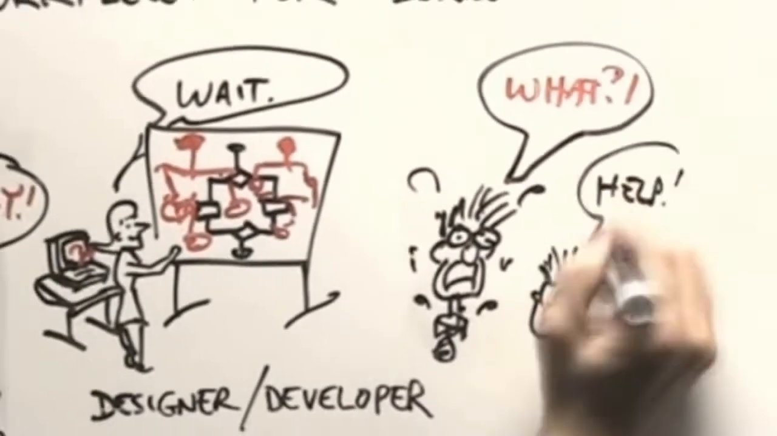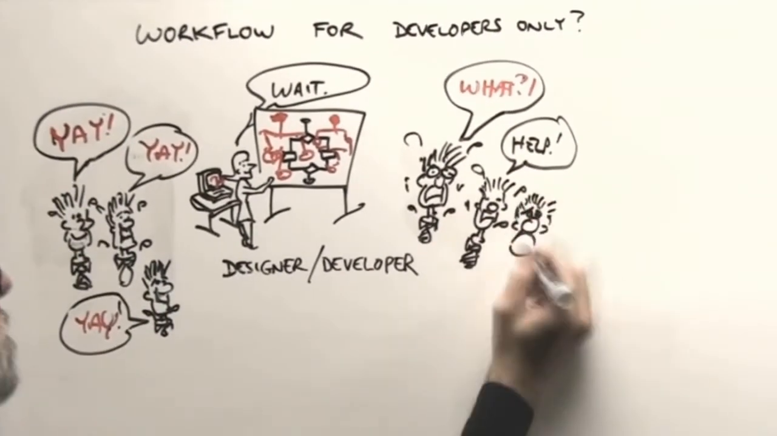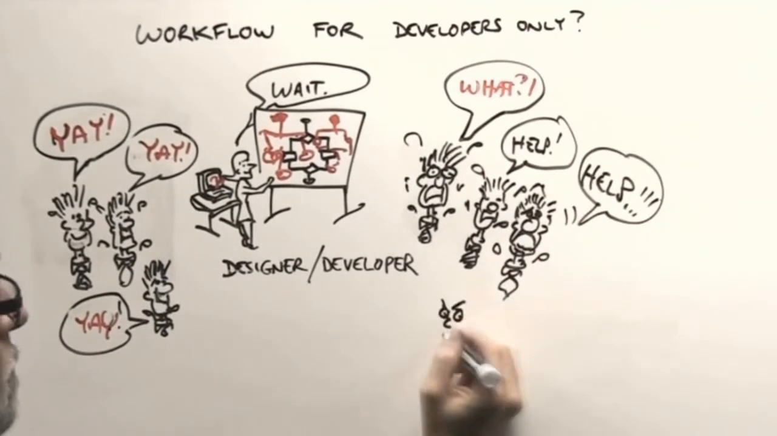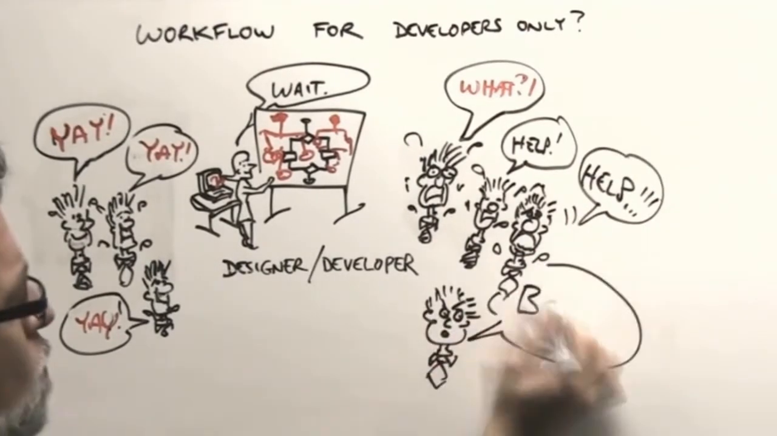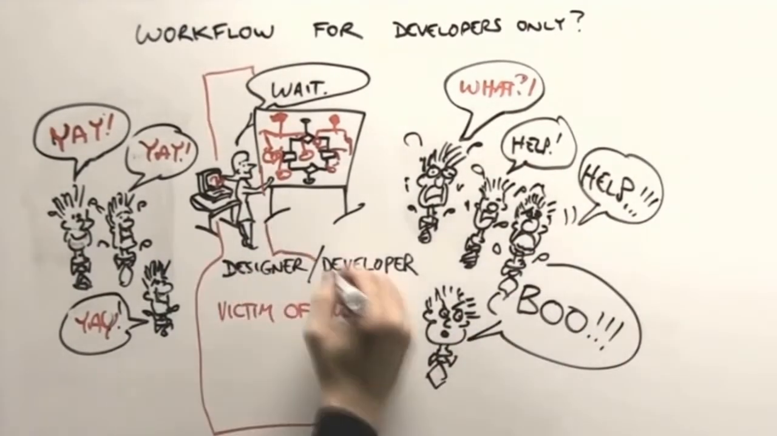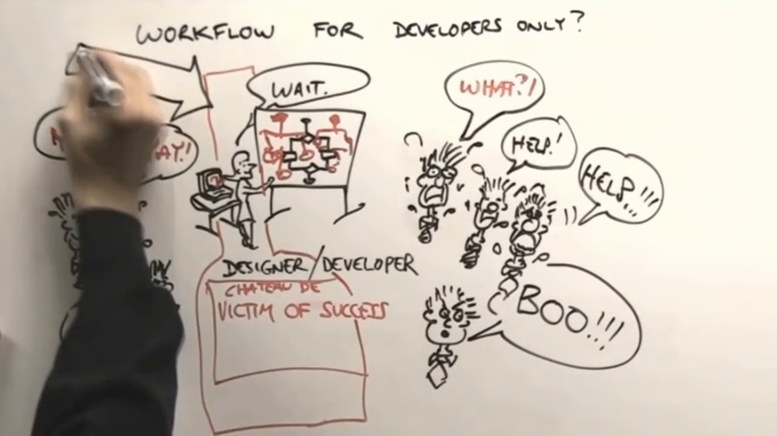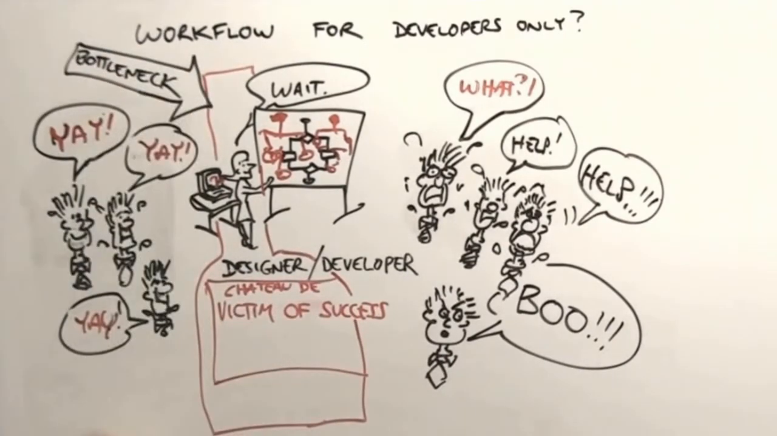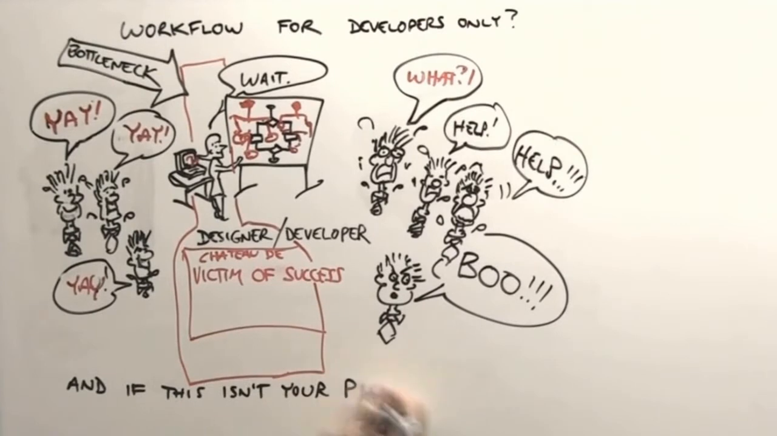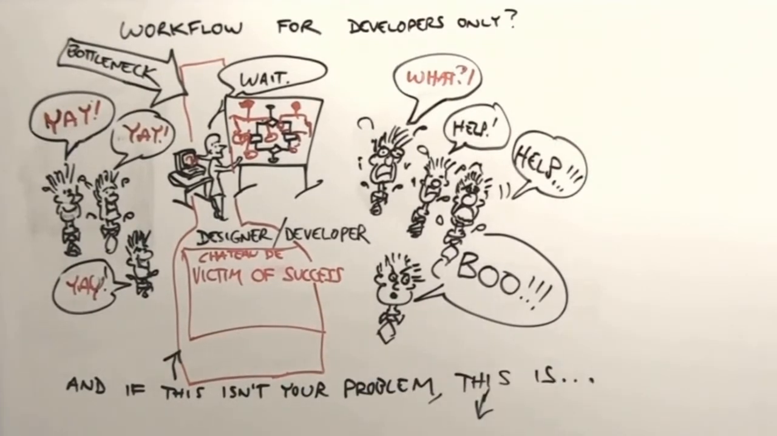You can also imagine what the succession of reactions will be as more and more people have to wait. There's an eventual revolt, and developers become victims of their own success. And your crew of developers effectively become a bottleneck. And if that's not your problem, well, this probably is.